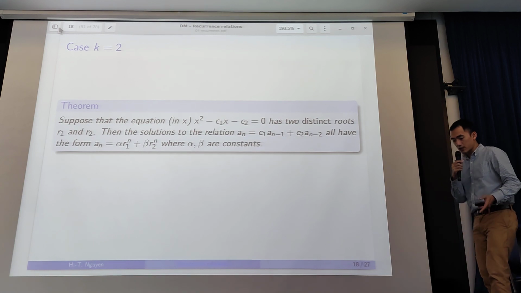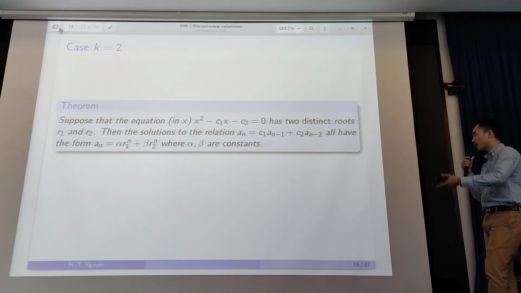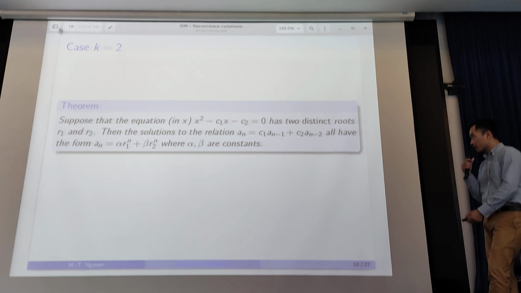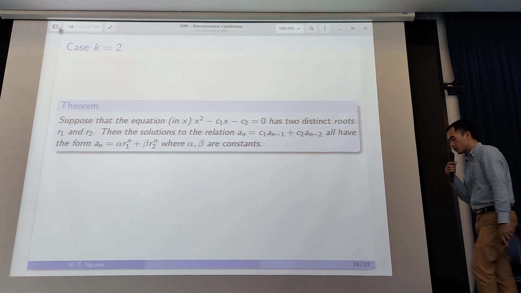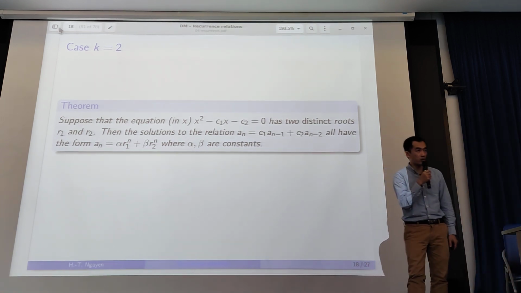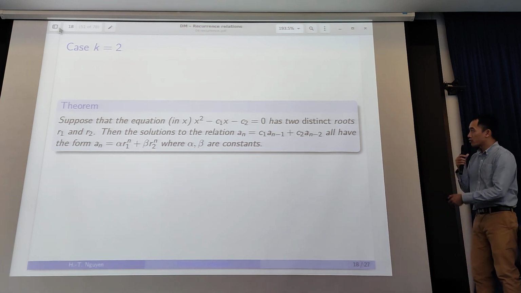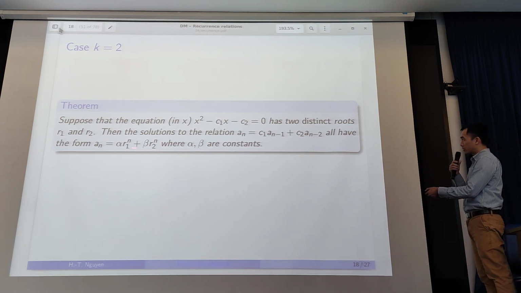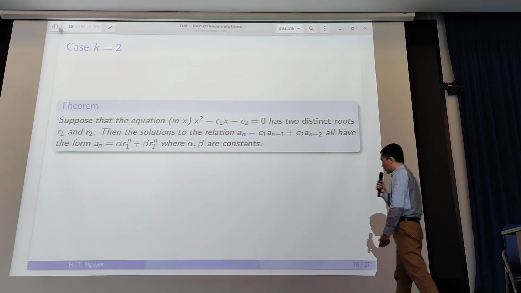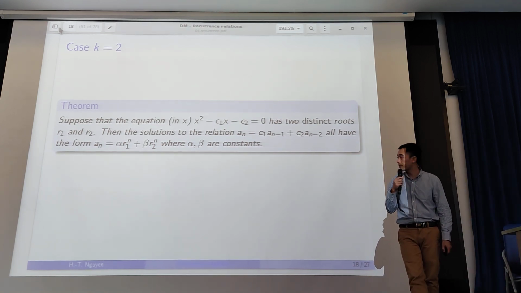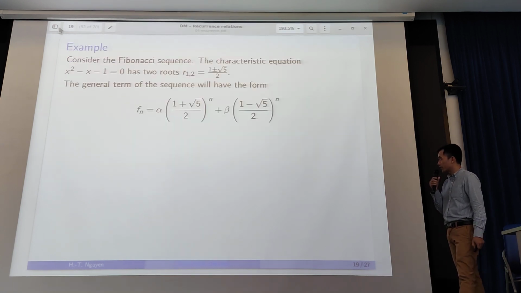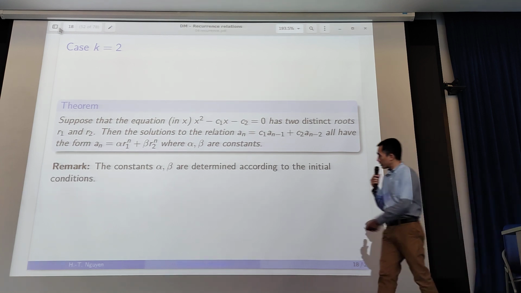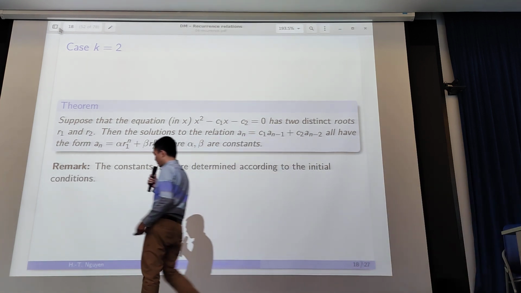But if you have a particular sequence, that means you add the initial conditions, then you replace n here with 0 and 1, or 1 and 2 if your sequence starts with 1. And then you plug them in to calculate the concrete values of alpha and beta. So that is the principle. Let us use this to solve our Fibonacci sequence.